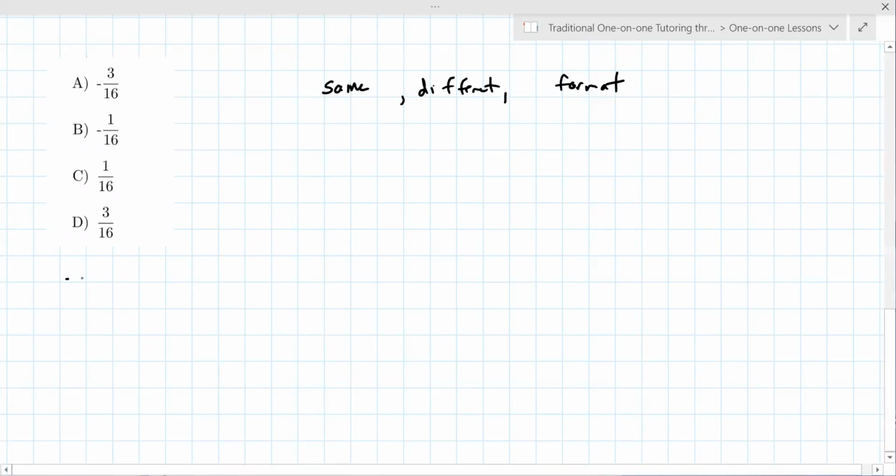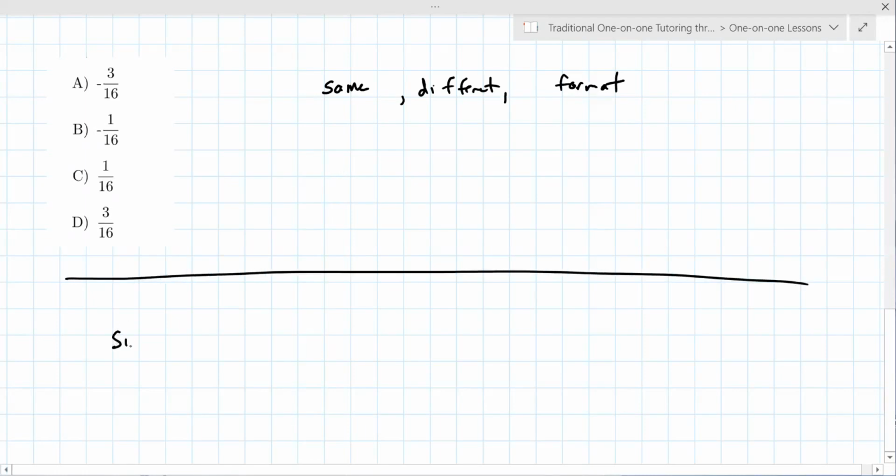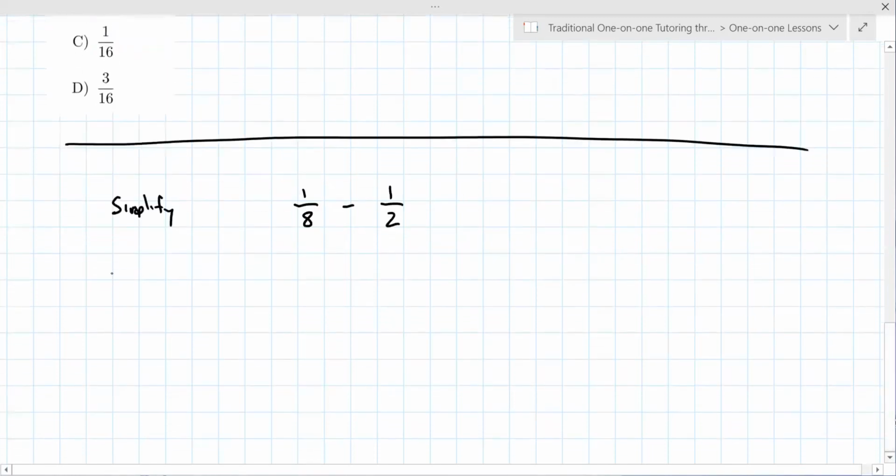All right, so let me just give you a quick question just to see where you're at on this. I would like you to simplify 1/8 minus 1/2. And I want you to do it quickly if you can. Negative 3/8. Okay, very good.